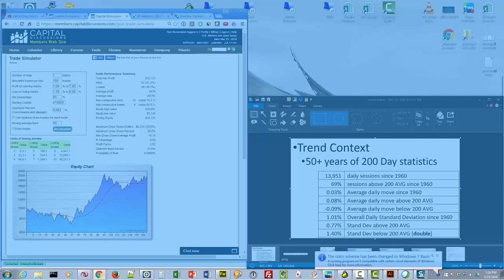Okay, here we go. Let me know when you can see the screen. It's loading, and it's up.